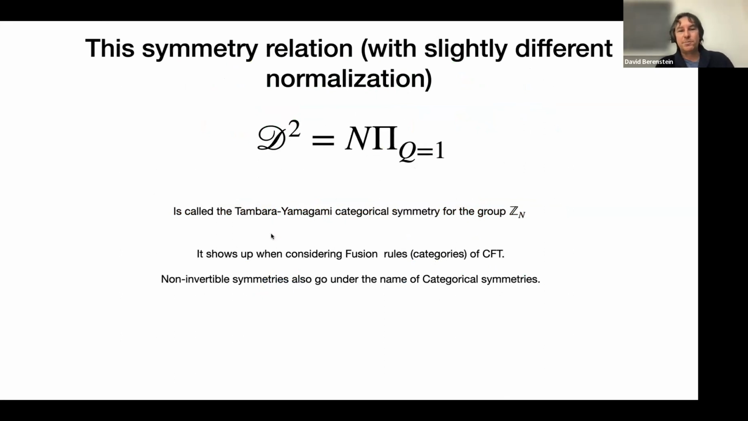projector. This is what people call the Tambara-Yamagami categorical symmetry for the group Z_n, and it has appeared in fusion rules for chiral conformal theories for a very long time. And this is basically where non-invertible symmetries also get the name categorical symmetries, and where they showed up in various kinds before. And since Kramers-Wannier duality is also a non-invertible symmetry, it has been around since forever, since the solution of the Ising model, basically. This is part of what Onsager did.